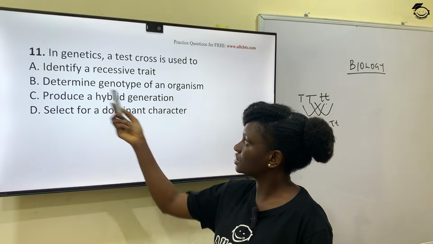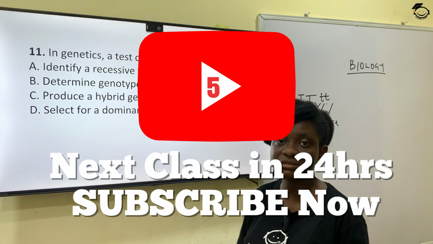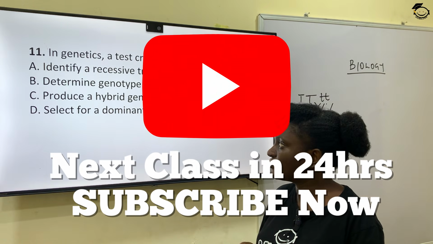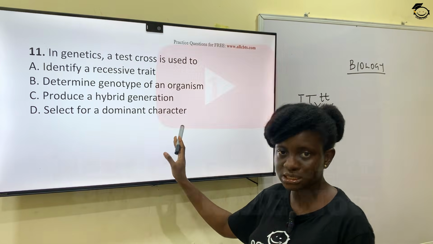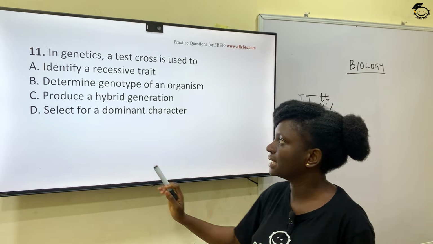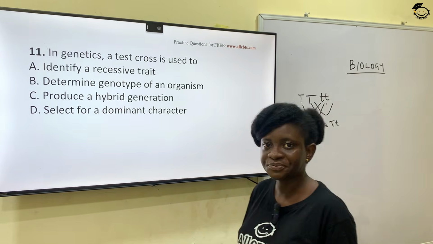So we have option A, identify recessive trait, B, determine the genotype of an organism, C, produce a hybrid generation, D, select for a dominant character. So the correct answer here is to determine genotype of an organism, option B.